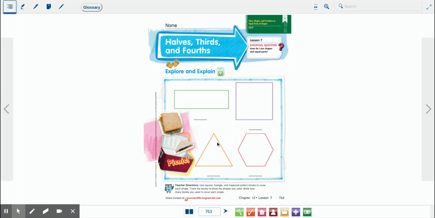So what I'm going to say is I want to see how many squares we could fit into this rectangle. Now I know you don't have the pattern blocks with you, so I'm going to show you what it would look like. We would have one square tile here, one square block here, and another one here. So how many square pattern blocks could I put on this rectangle? How many parts do you see? 3.